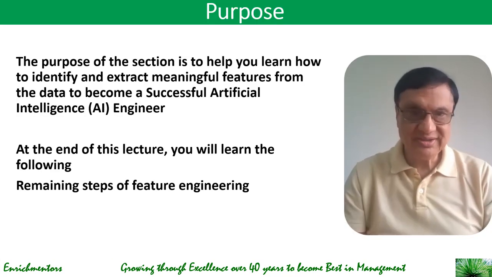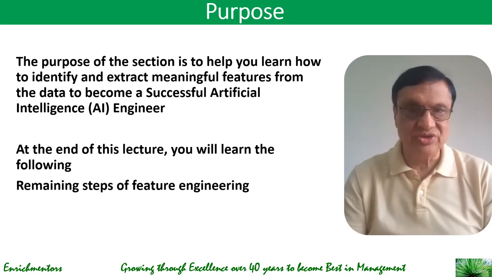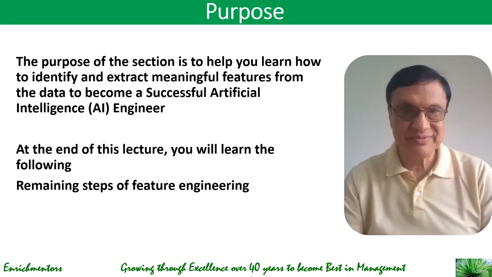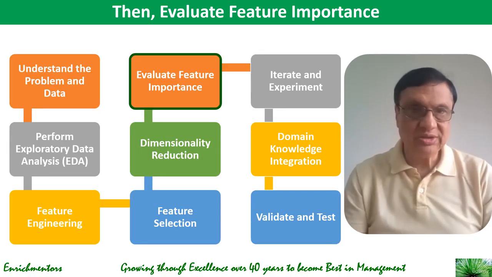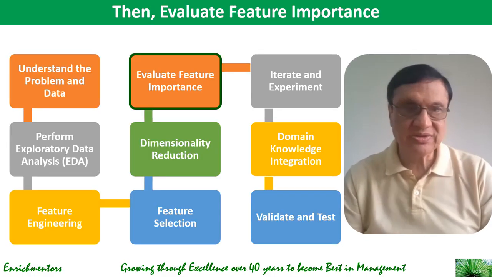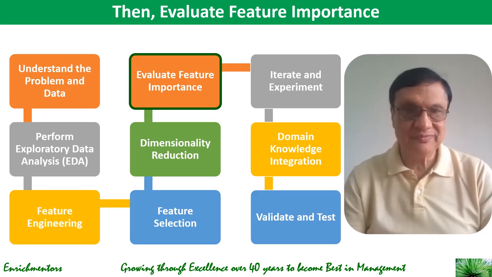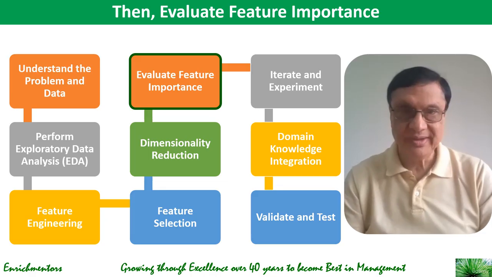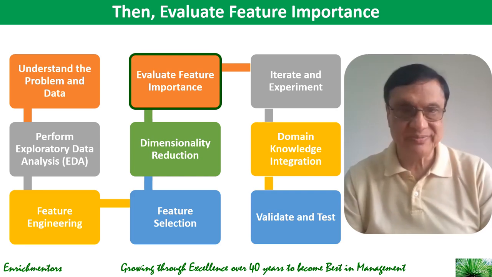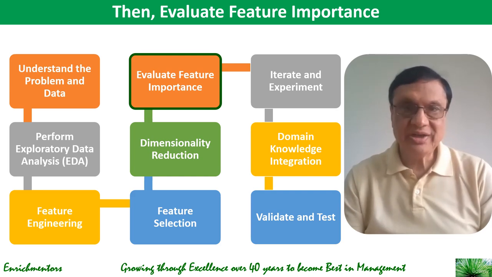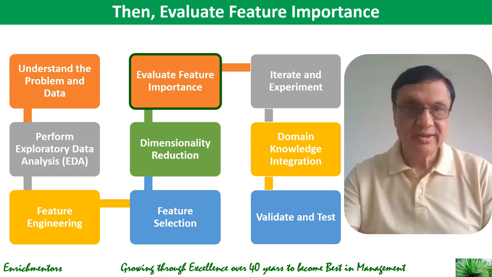So, in this lecture, we will talk about the remaining steps of feature engineering and what these remaining steps are. Let's take a look at them. So, we have gone through the first five steps from understanding the problem to dimensionality reduction, and we will now look at in this lecture the remaining four steps, starting with evaluating feature importance.